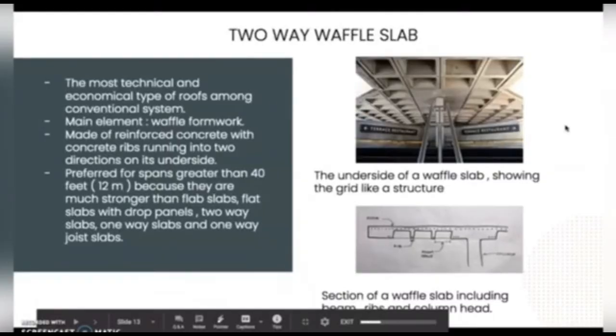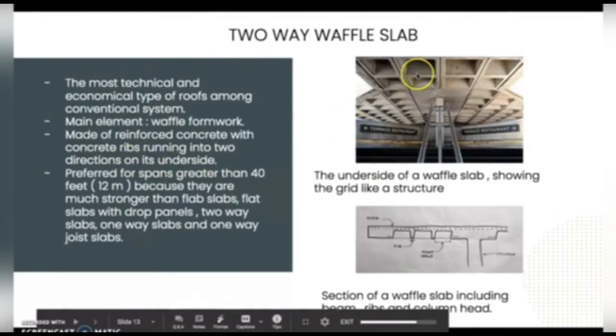So my name is Nashafika binti Zamanuddin and I'm going to explain about the two-way waffle slab. The two-way waffle slab is the most technical and economical type of roof among conventional systems, and the main element that we are using for the two-way waffle slab is the waffle formwork. It is also made of reinforced concrete with concrete ribs running in two directions on its underside.